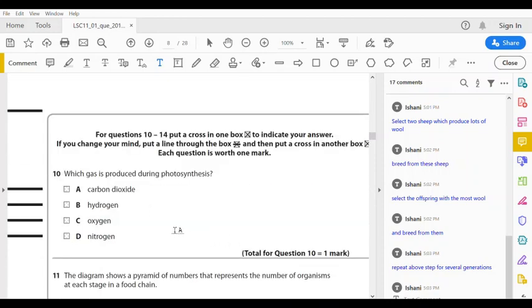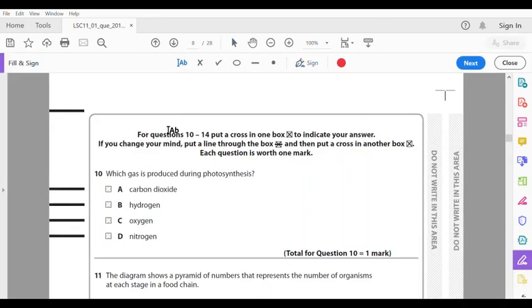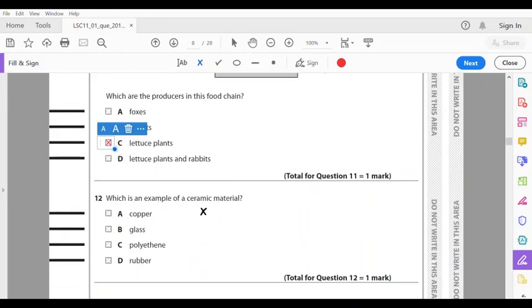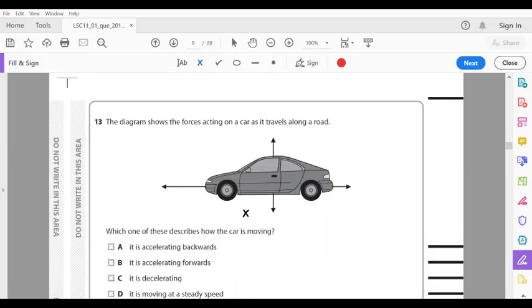Next one, which gas is produced during photosynthesis? That is oxygen. Next one, the diagram shows a pyramid of numbers that represents the number of organisms at each stage in a food chain. So which are the producers in this food chain? It's easy, it's the lettuce plant. Which is an example of a ceramic material? That is glass.